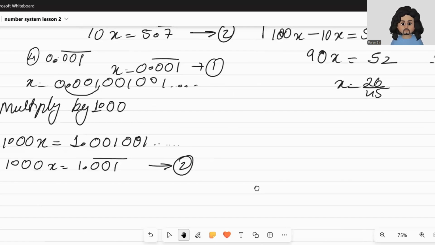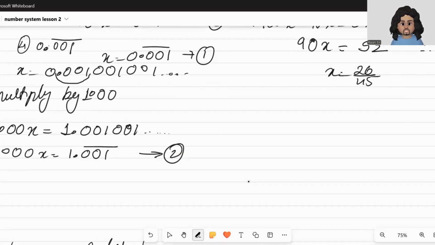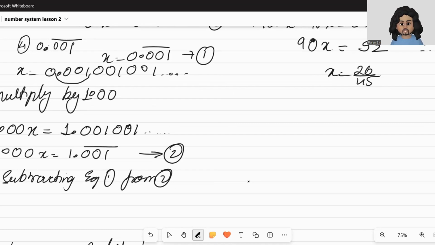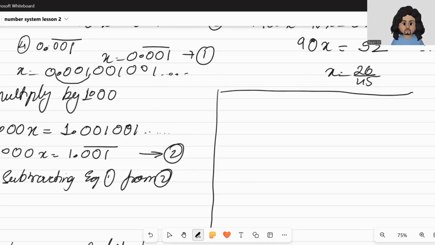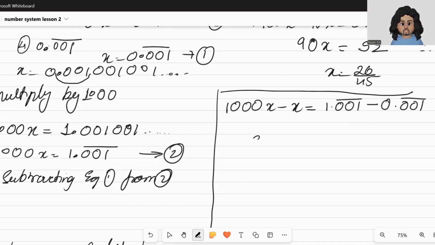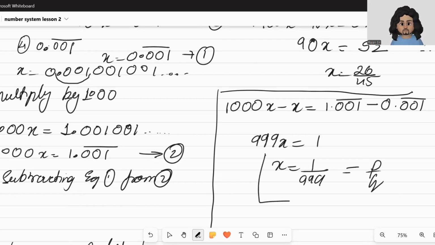And let's do it over here. Subtracting equation 1 from 2, you get over here. So we got 1000x minus x is equal to 1.001 bar minus 0.001 bar. So we get 999x is equal to 1. So hence x equals to 1 upon 999, which is of the form P by Q, where Q is not equal to 0. I hope you understand.